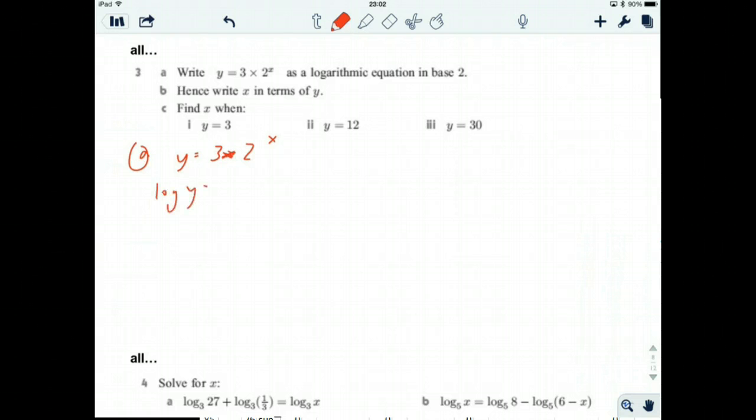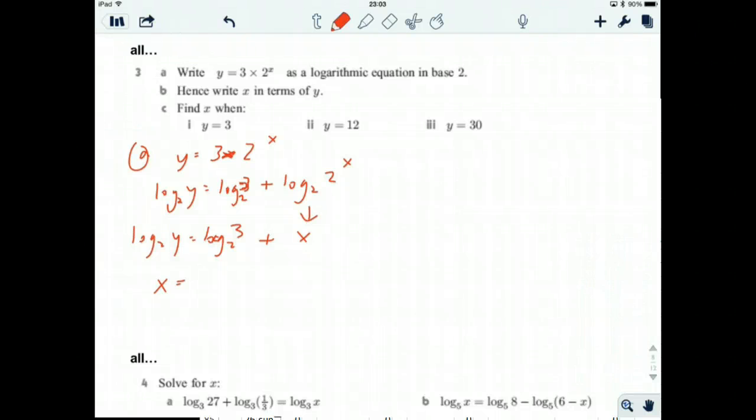So the log of y is equal to log of 3, log base 2 of y, log base 2 of 3, plus log base 2 of 2 to the x. Log base 2 of 2 to the x is just equal to x. Okay, so now we have log base 2 of y is equal to log base 2 of 3 plus x. Then it says, hence write x in terms of y, so we just need to isolate x.